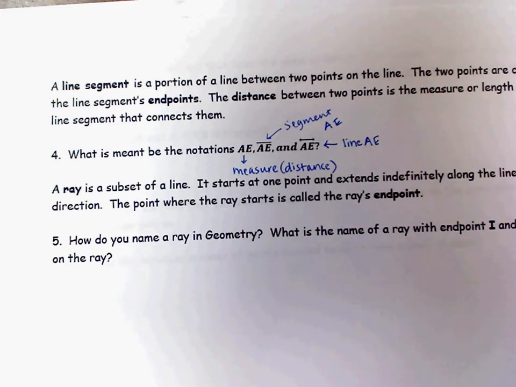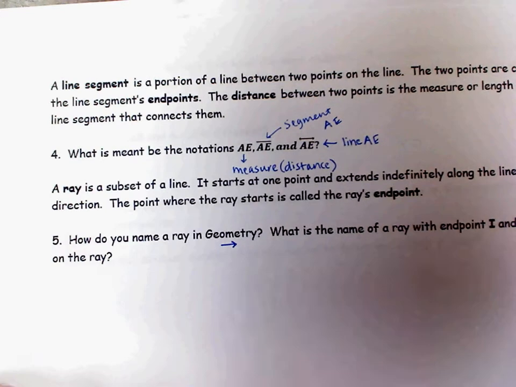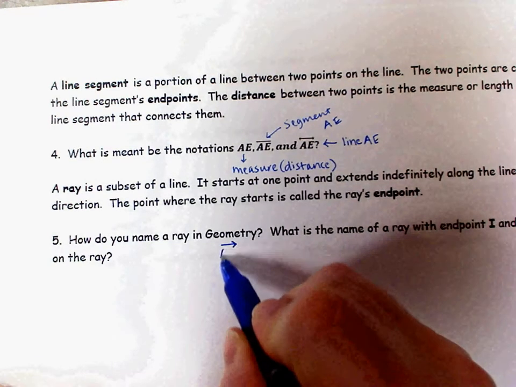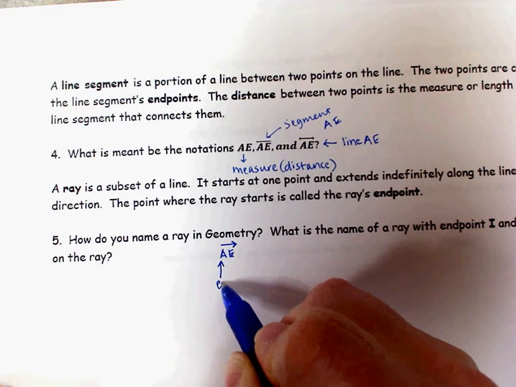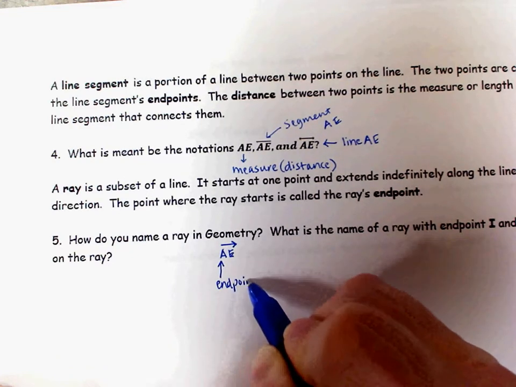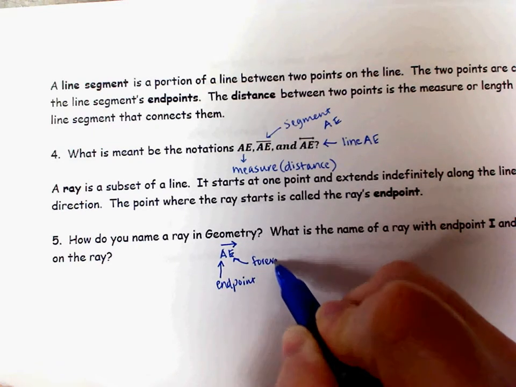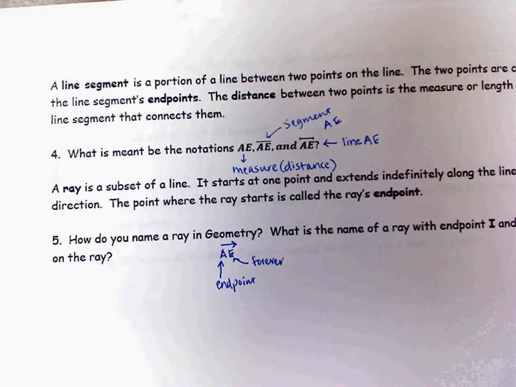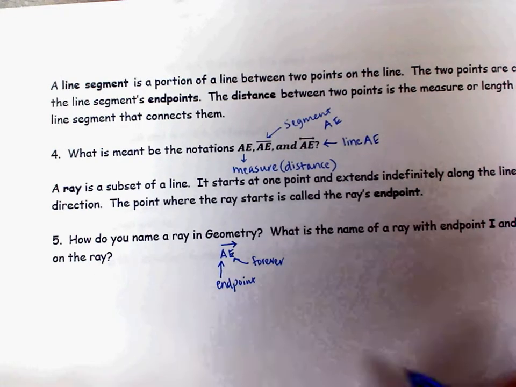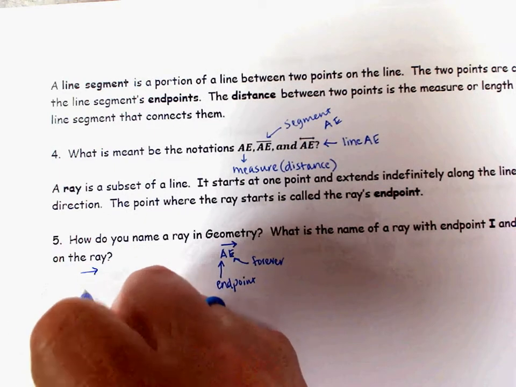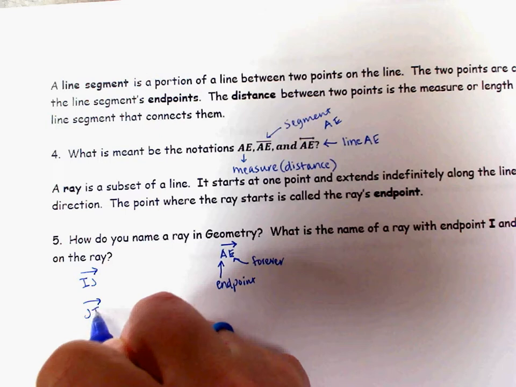Number 5, how do you name a ray in geometry? You have to use the little symbol for ray, and then you have to use 2 letters. This point has to be the endpoint where it starts, and this point is where it goes forever in that direction. So what is the name of a ray with endpoint I and a point J on that ray? That would be ray IJ. Ray JI would be incorrect. You have to name the endpoint first.